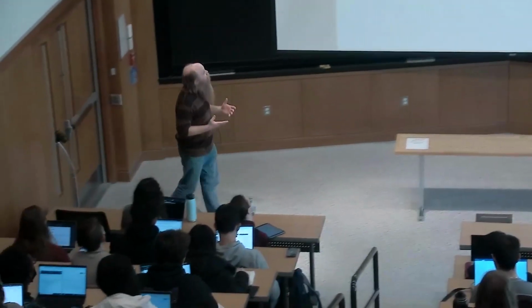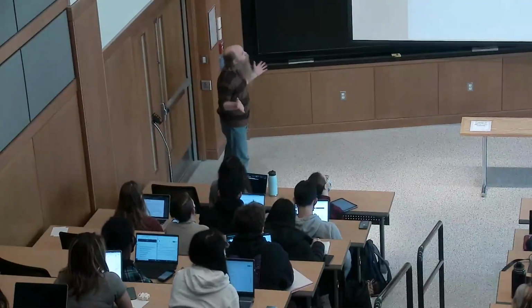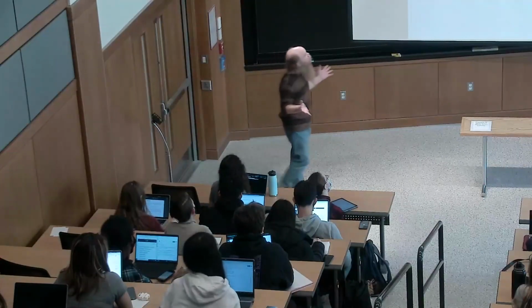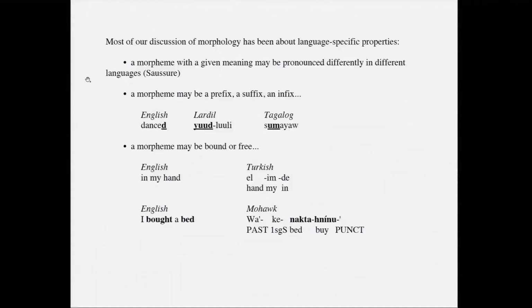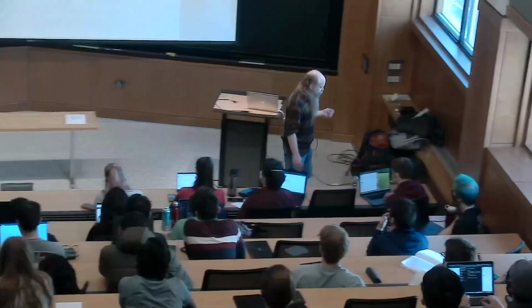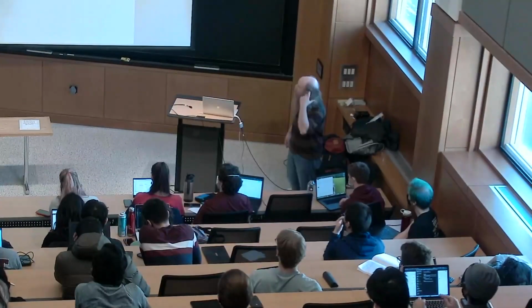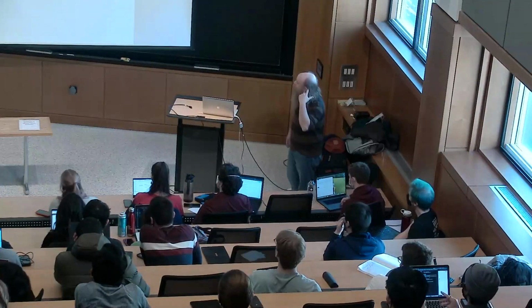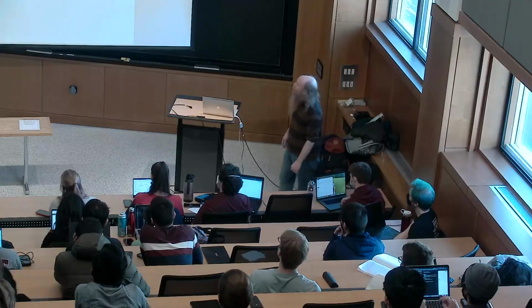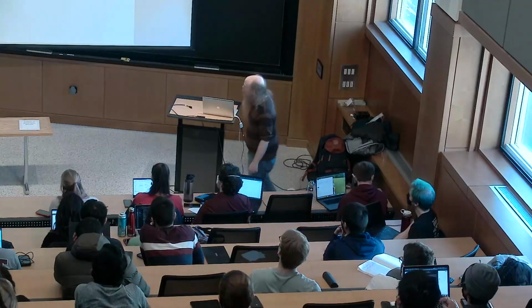Morphemes can be various types. They can be prefixes or suffixes or infixes or other things. So those here are 3 verbs in English, Lardel, and Tagalog that all mean danced. They all consist of a verb along with another morpheme that indicates past tense. That morpheme is a suffix in English, but it's a prefix in Lardel and it's an infix in Tagalog.